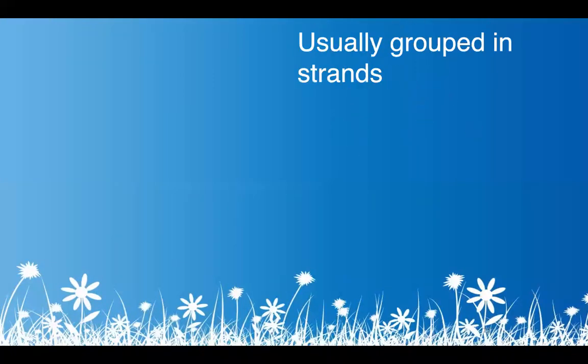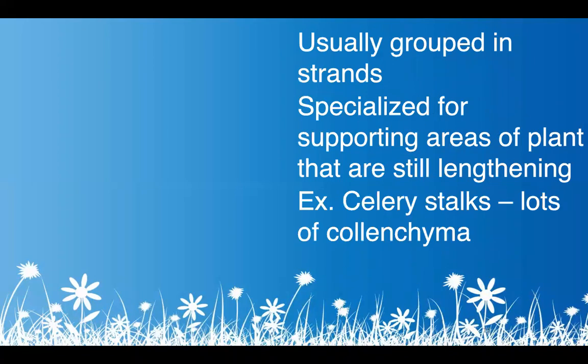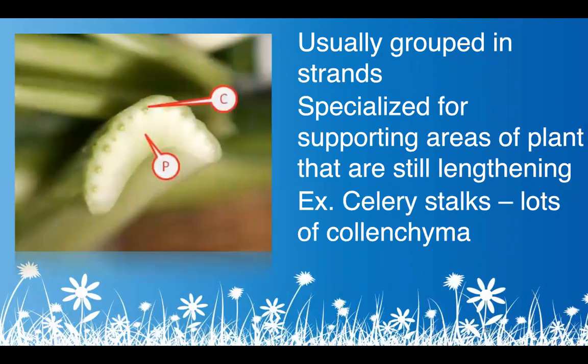The unique thing about Collenchyma cells is that they are grouped in strands. And the reason why they're grouped in strands is because they are specialized for supporting areas of a plant that are still lengthening. And a good example of this is celery. If you've ever tried to eat celery, sometimes you notice that when you take a bite, you have these strings that end up sticking out. These are Collenchyma strands. So you can see from the diagram is labeled here. All of these little dots are Collenchyma.